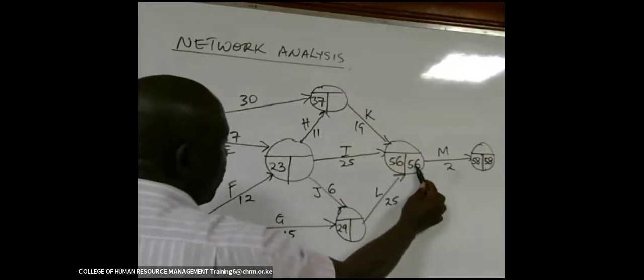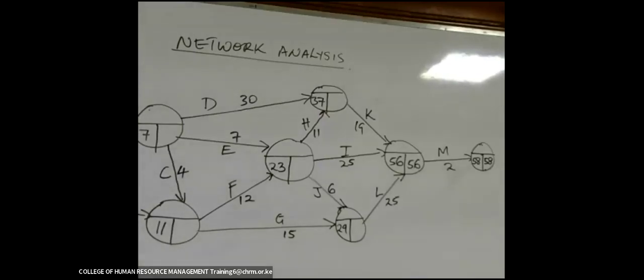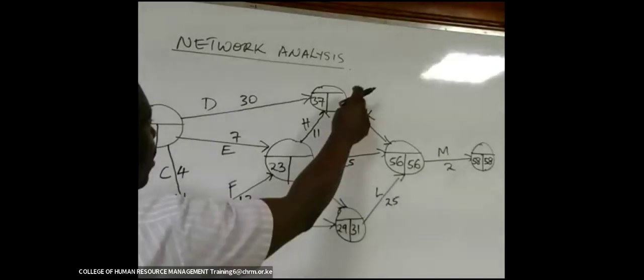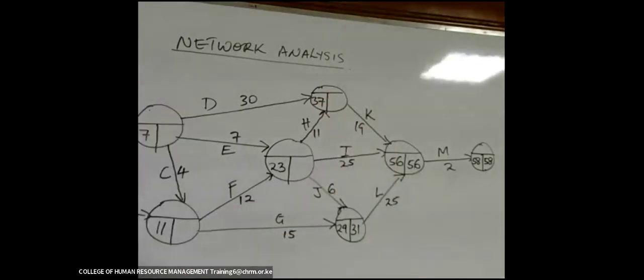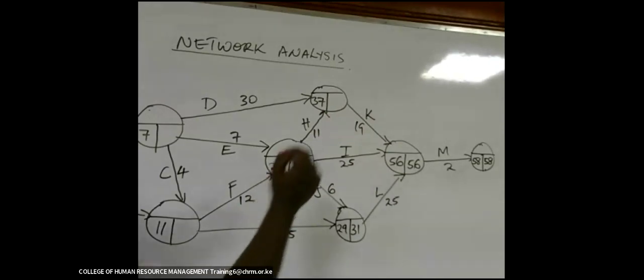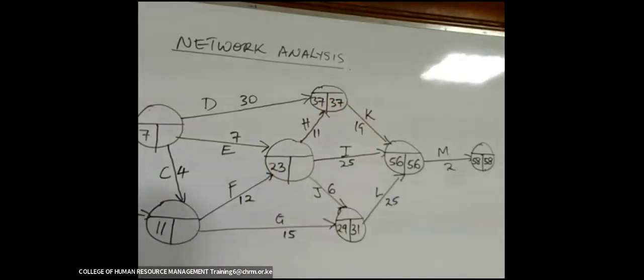What about here? 56 minus 25. 56 minus 25 gives you what? Gives you 31. You put there that 31. To go back here, it is 56 minus 19. You get 37.